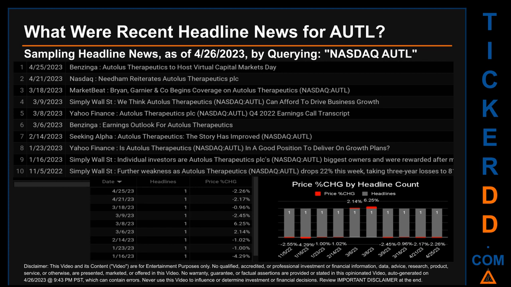Monday, January 16, 2023 was the day with the highest percentage change in price when we compare opening versus closing price for the ticker. The day saw a drop of -4.29% when AUTL opened trading at $2.1 and closed at $2.01. There was one found headline when Simply Wall Street published the headline that read, Individual investors are AUTL Therapeutics plc's biggest owners and were rewarded after market cap rose by $52 million last week.